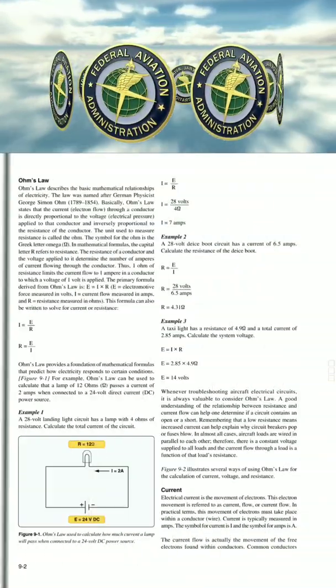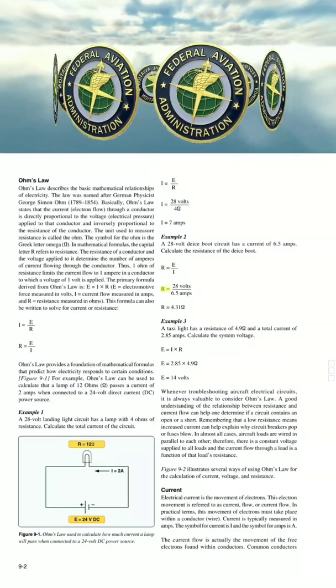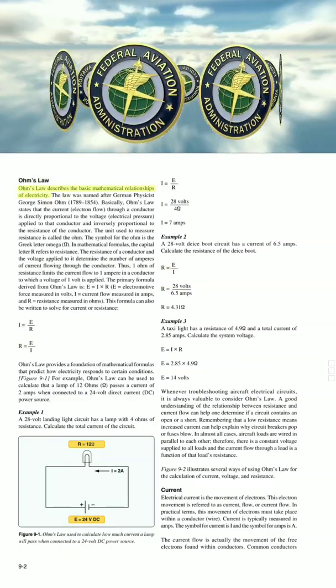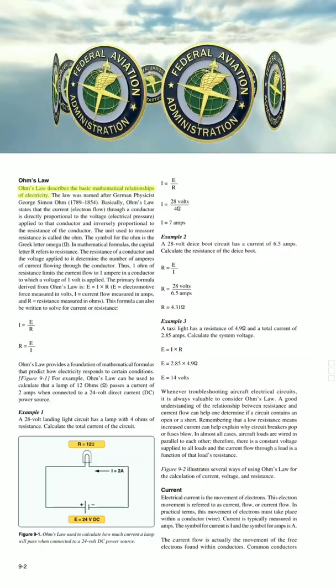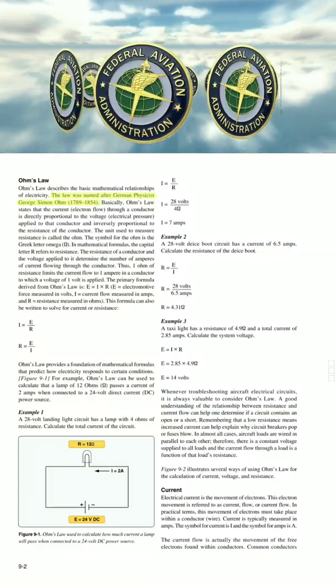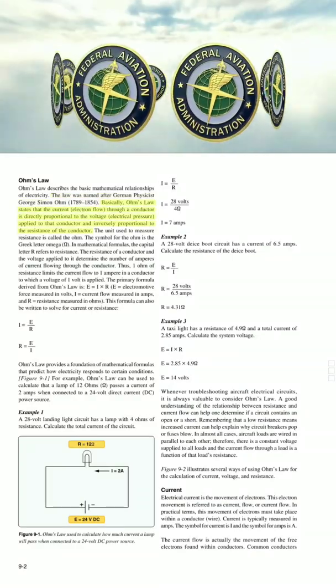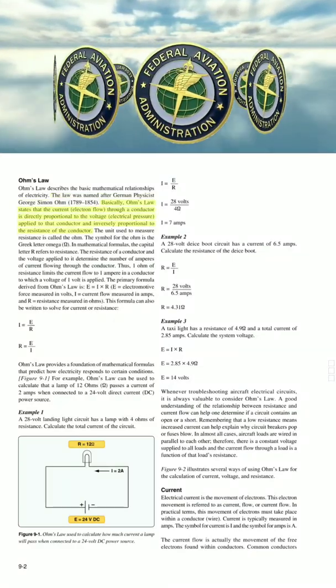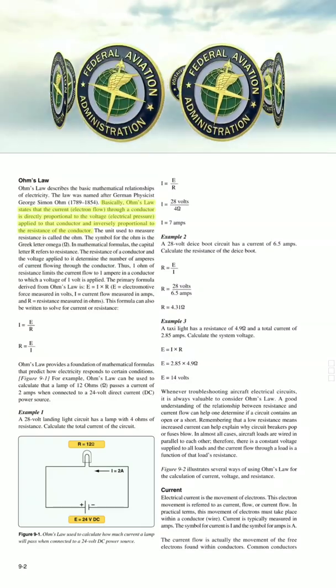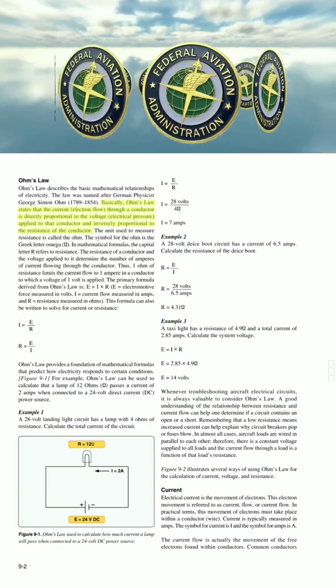9-1. Ohm's law. Ohm's law describes the basic mathematical relationships of electricity. The law was named after German physicist George Simon Ohm, 1789-1854. Basically, Ohm's law states that the current, electron flow, through a conductor is directly proportional to the voltage, electrical pressure, applied to that conductor and inversely proportional to the resistance of the conductor.